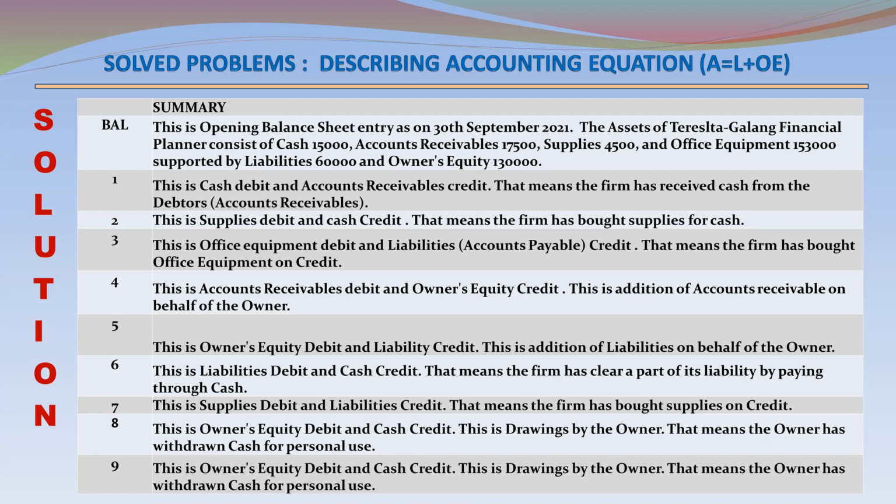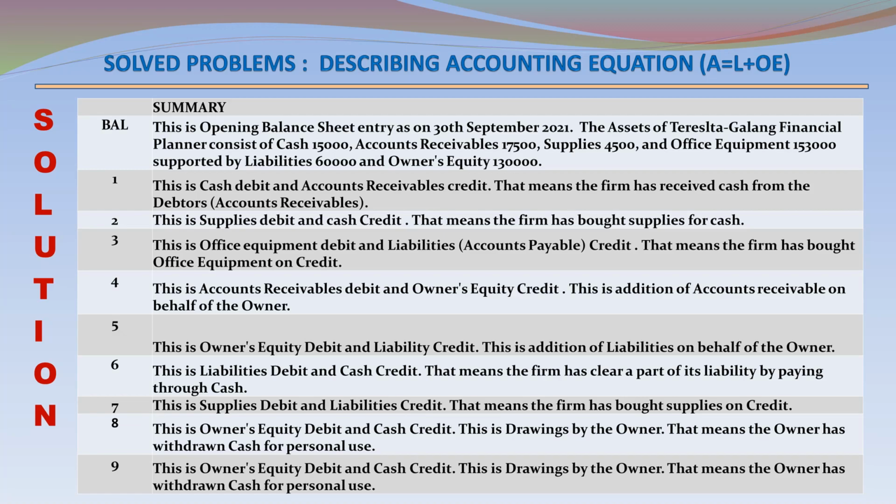Transaction number 3. This is office equipment debit and liabilities accounts payable credit. That means the firm has bought office equipment on credit. Transaction number 4. This is accounts receivable debit and owner's equity credit. This is addition of accounts receivable on behalf of the owner. Transaction number 5. This is owner's equity debit and liability credit. This is addition of liabilities on behalf of the owner. 6. This is liabilities debit and cash credit. That means the firm has cleared a part of its liability by paying through cash. Transaction number 7. This is supplies debit and liabilities credit. That means the firm has bought supplies on credit.